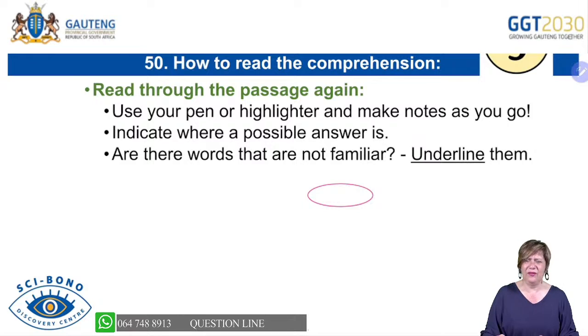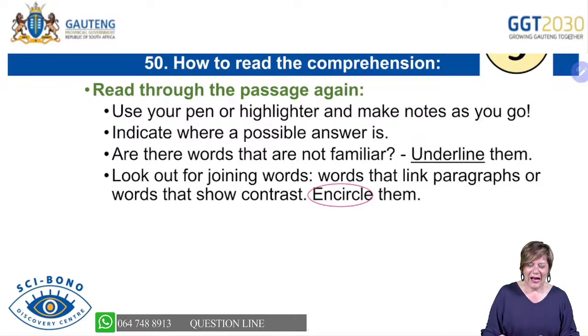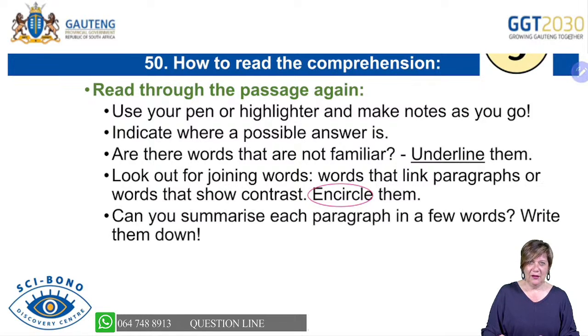If you find a word that's not familiar to you, underline it. Look out for joining words. Remember we did conjunctions? Now, look for these words and encircle them because they might show linking between paragraphs or even a contrast. Is it possible for you to summarize every paragraph in your own words, or write down the main idea? Then do it. Can you see, reading is not sitting back and just reading. You need to work actively while you're reading.